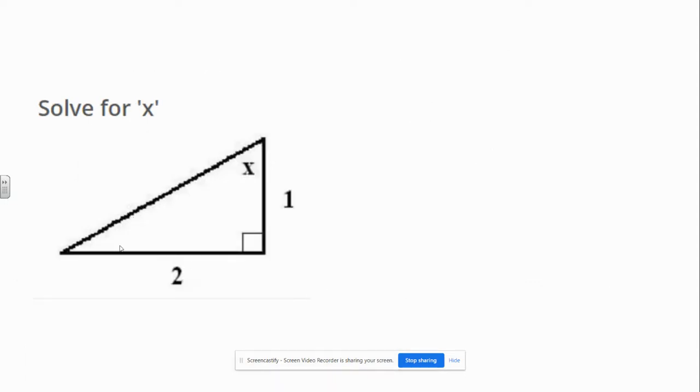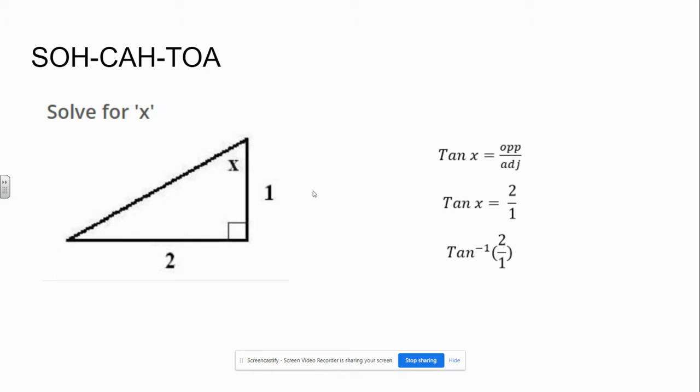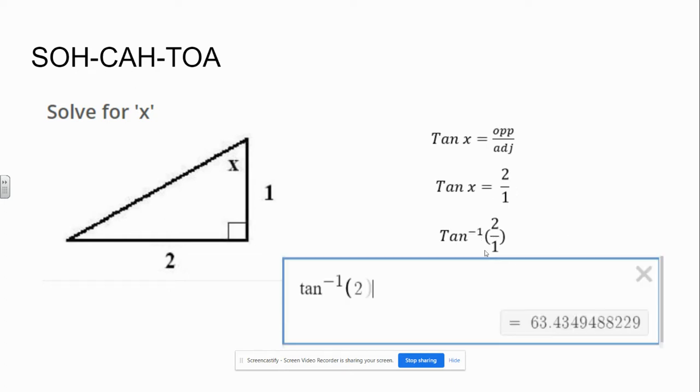Now let's look at another example. So if I look right here, I'm trying to find angle x. The side length here of 1 would be the adjacent, and opposite of x is 2. So I have the opposite and the adjacent. So that's going to be the TOA of SOHCAHTOA. So we're going to set up the same way, where I'm going to find the tangent of that angle equals the opposite over the adjacent, so 2/1. And then I am going to just take the inverse tangent on my calculator, and it's going to end up being 63.43 degrees.